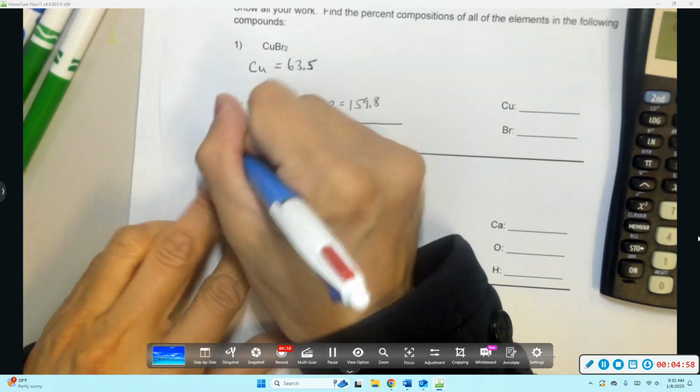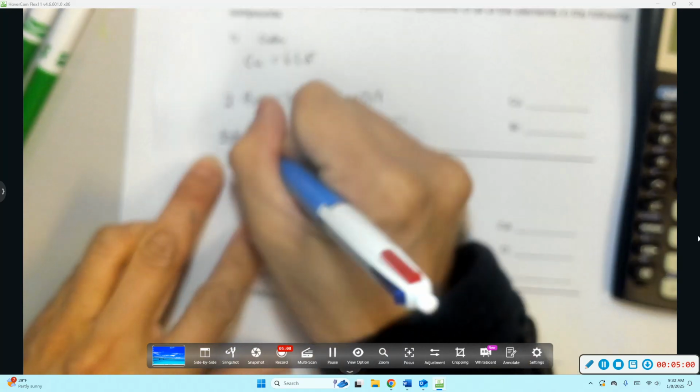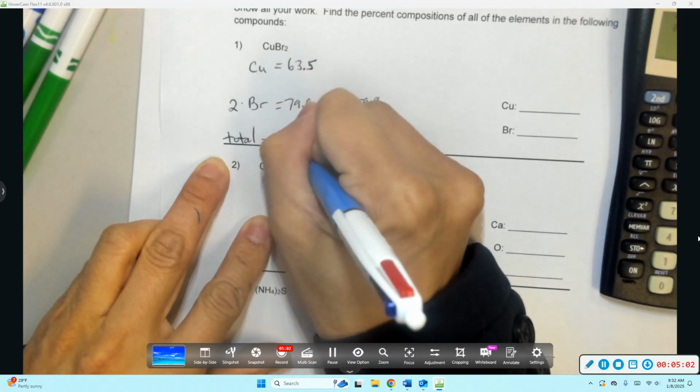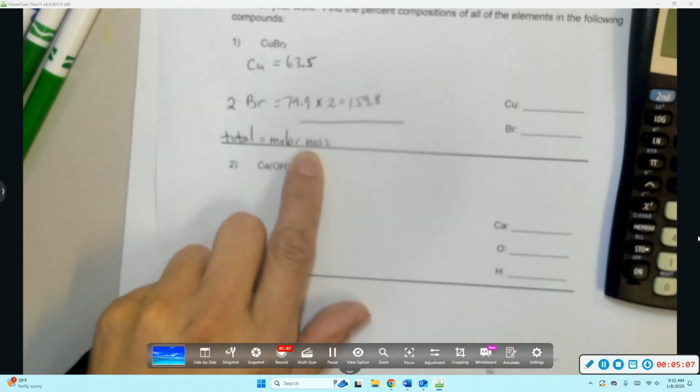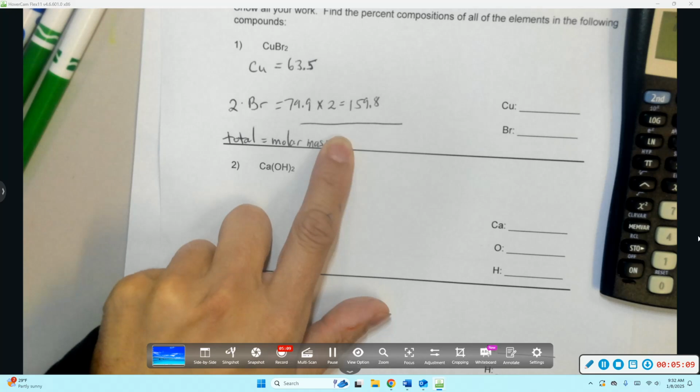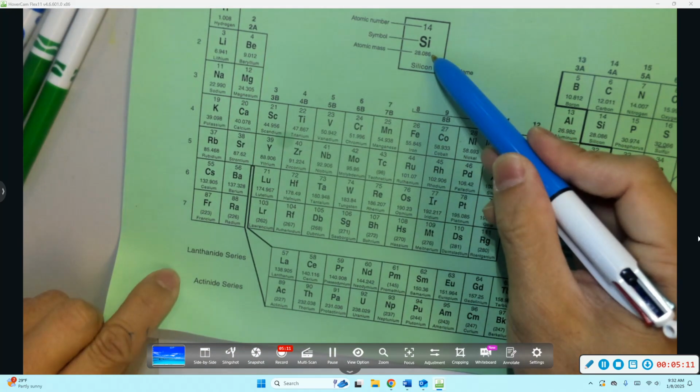I need to get the total, which is the molar mass. Be familiar with this term, the molar mass, right? Mass is the number you get below the symbol on the periodic table. This is the mass.